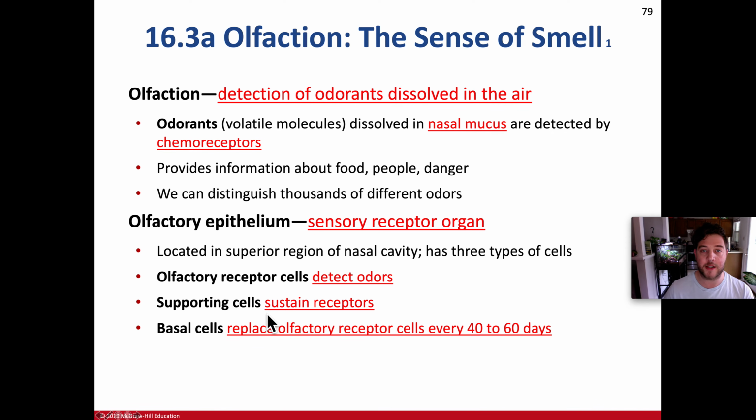You have supporting cells, which sustain the receptors. Again, it tells you what it does. And basal cells that replace olfactory receptor cells every 40 to 60 days. So these are replaced every 1.5 to 2 months. You're going to have your basal cells, these stem cells, replacing your olfactory receptor cells.